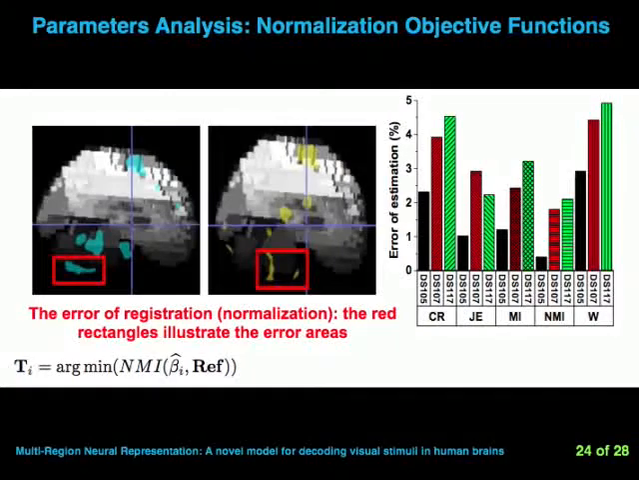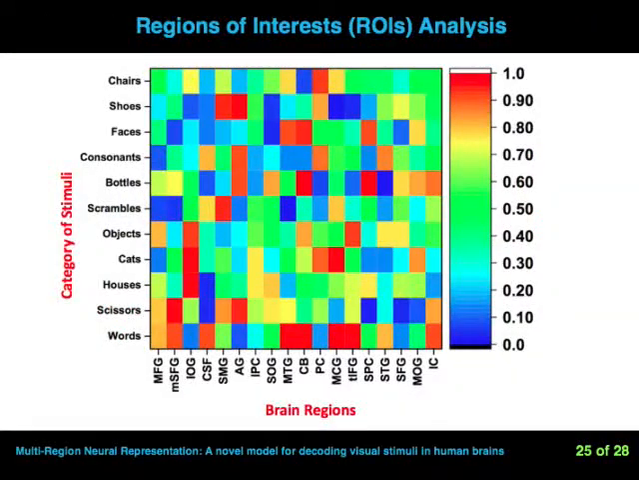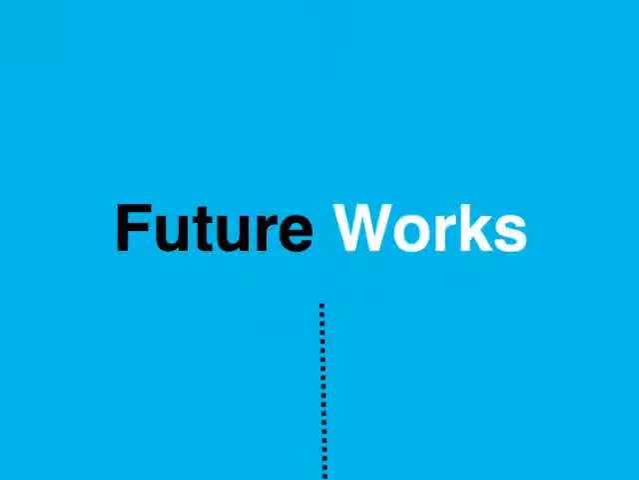And this is the performance of the registration objective function using NMI in comparison with other metrics. And finally, this is the extracted signature from different regions of the human brain for each visual stimuli category.